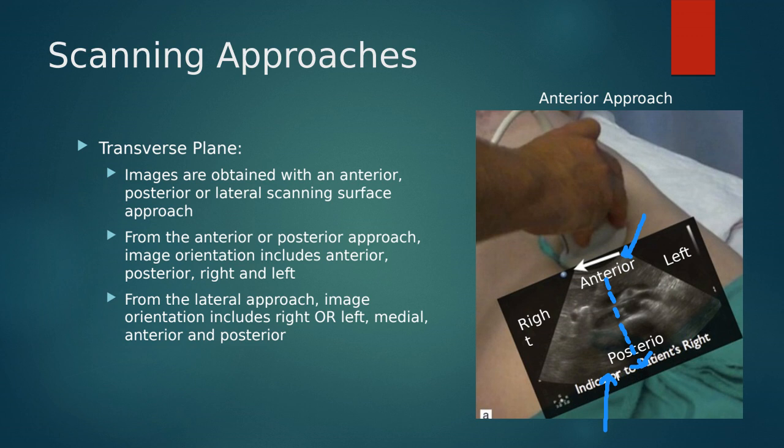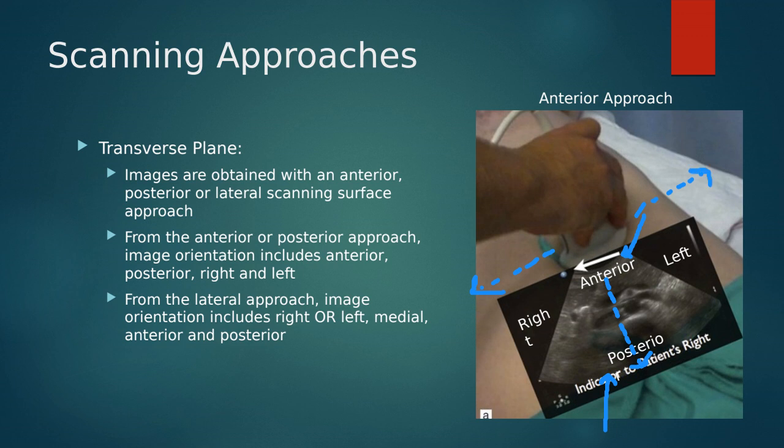Now the difference between sagittal and transverse is that the right and left side of our screen is not going to indicate superior and inferior anymore, because in transverse, we're really not moving up the patient's body or down the patient's body. Now we're moving side to side. And we can sweep up and down, but that's not going to change what's happening with our picture.